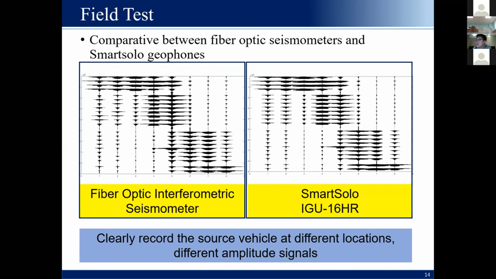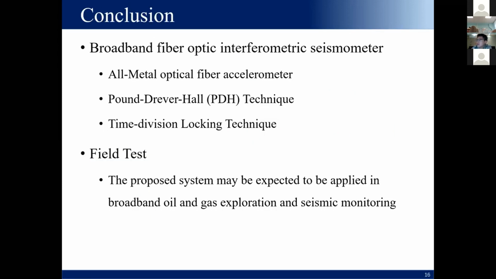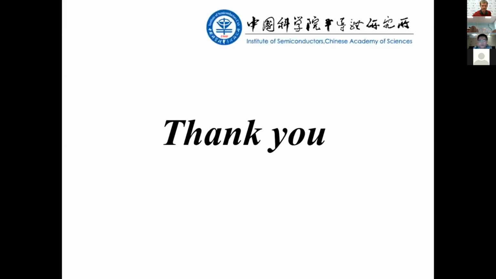Take the fiber-optic seismometer at channel 6, for example. The optical fiber seismometer and the geophone have similar spectral response, high amplitude consistency, and the correlation coefficient of the recorded seismic waves reached 0.99. In conclusion, we have implemented a broadband fiber optic seismometer system, and field tests proved that the proposed system may be expected to be applied in broadband oil and gas exploration and seismic monitoring. Thank you for your attention.